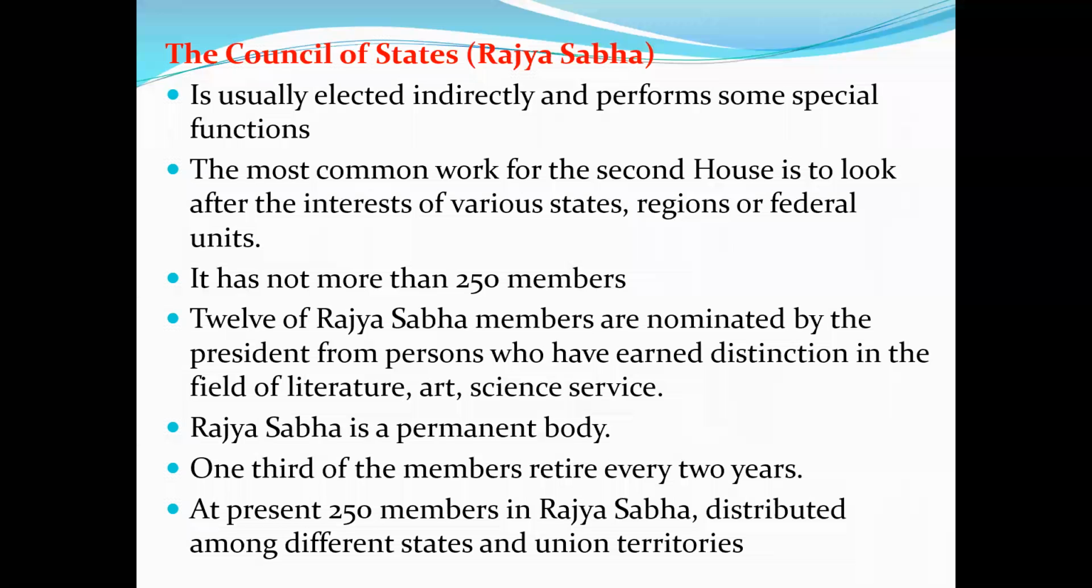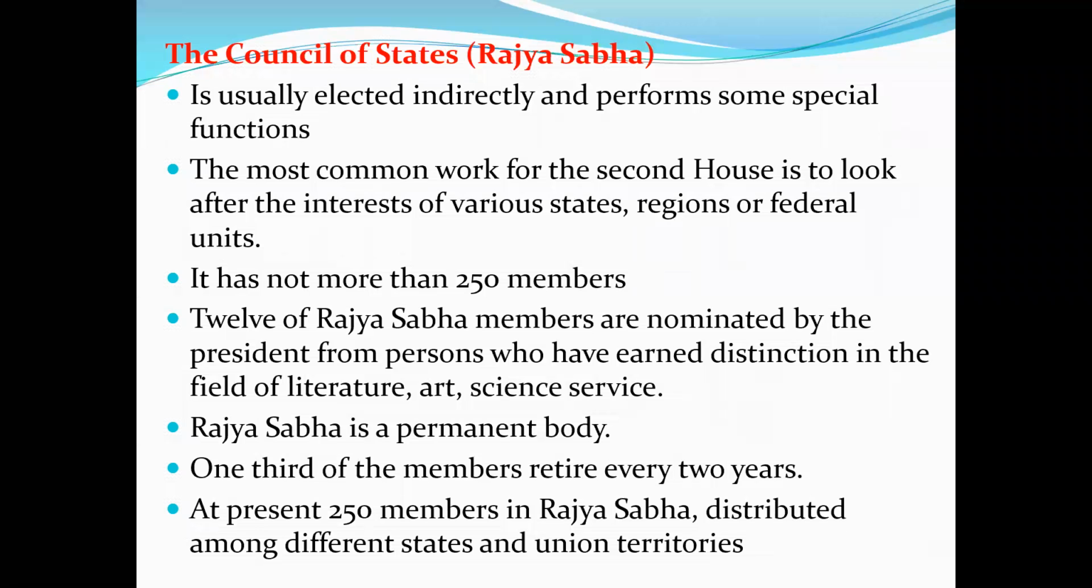And Rajya Sabha is a permanent body. Rajya Sabha members are elected by state assembly members. The tenure of Rajya Sabha is 6 years, and after every 2 years, one third of the members also retire in Rajya Sabha, and Rajya Sabha is never dissolved.